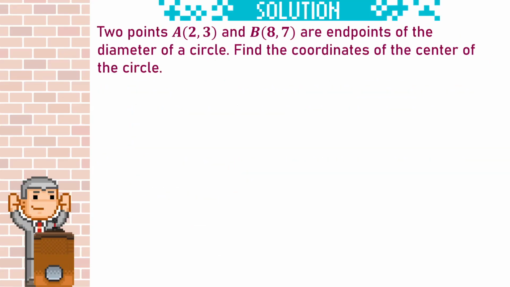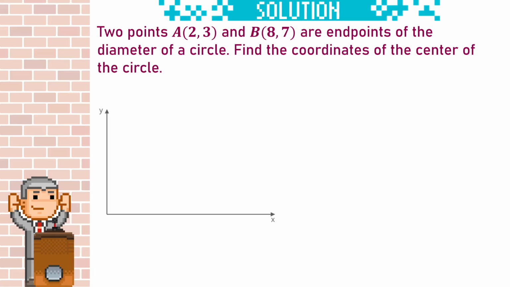In this question we're told that 2 points A and B are endpoints of the diameter of the circle. And we're told that A is at point 2, 3 and B is at 8, 7. We're asked to find the coordinates of the centre of the circle. We're going to start by drawing a sketch of what's going on. It's always much easier with these questions to sketch it out first so we don't miss anything.